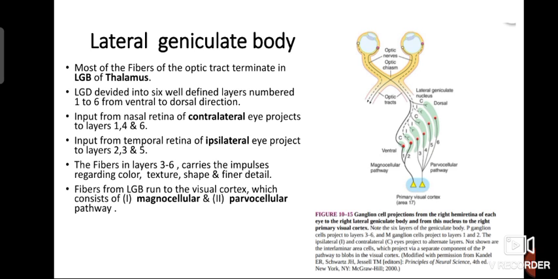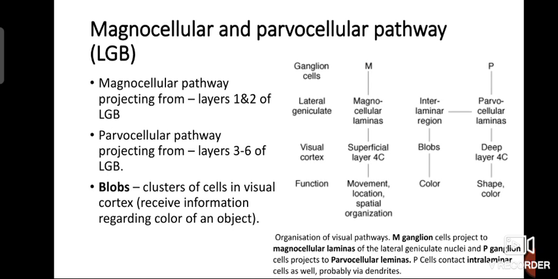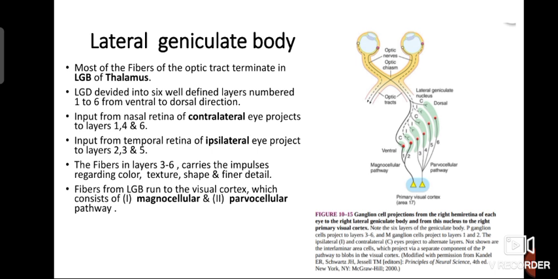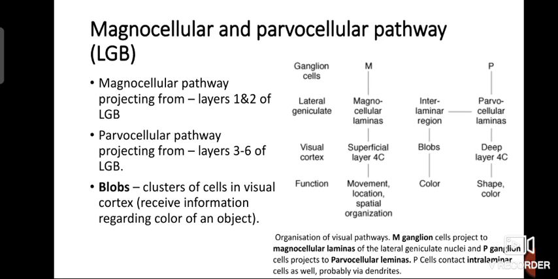The fibers from the lateral geniculate body run to the visual cortex, which consists of the magnocellular and parvocellular pathways. The magnocellular pathway projects from layers 1 and 2 of the lateral geniculate body, and the parvocellular pathway projects from layers 3 to 6. As we see in this diagram, the fibers from layers 1 and 2 go to the visual cortex as magnocellular, and layers 3 to 6 are parvocellular.